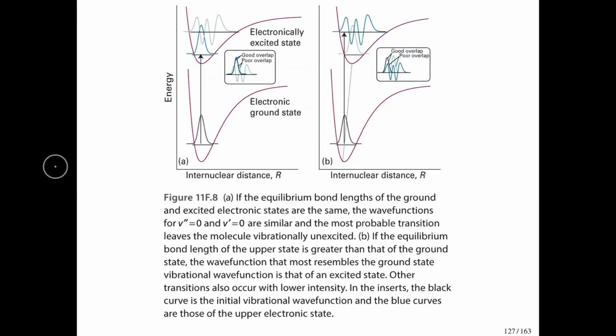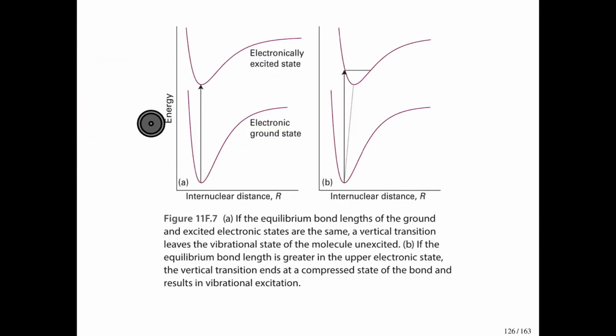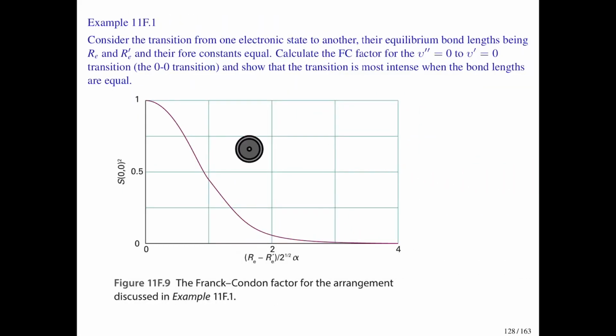So they're basically comparing the overlap that you would get when the equilibrium geometries are the same for the two electronic states, and then as a function of this equilibrium position moving away from this equilibrium position. And what you get is what you'd expect, that the overlap decreases as the difference in geometry gets larger, at least for the two ground vibrational states.